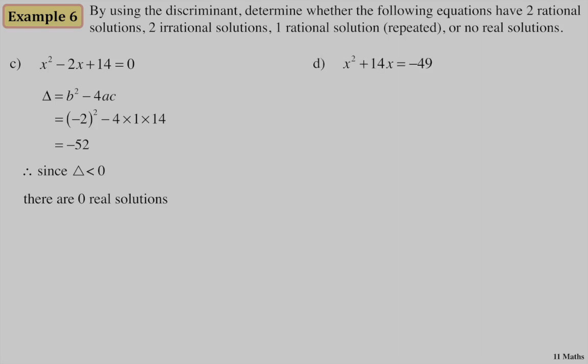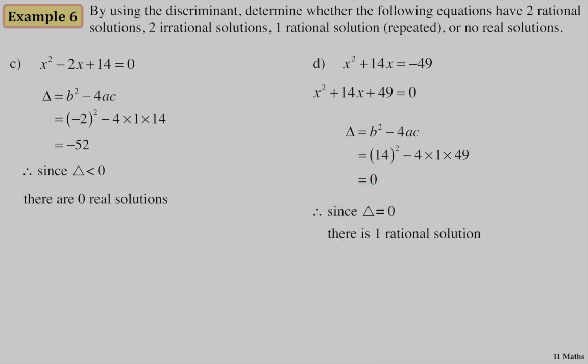Let's look at the last one. Now I can't do this unless it says equals 0, so I've got to add 49 to both sides first. Now I want to study the discriminant again. A is 1, b is 14, c is 49. Plug those values in and I get a discriminant of 0. And if the discriminant is 0, I know I get 1 rational solution, or one answer.